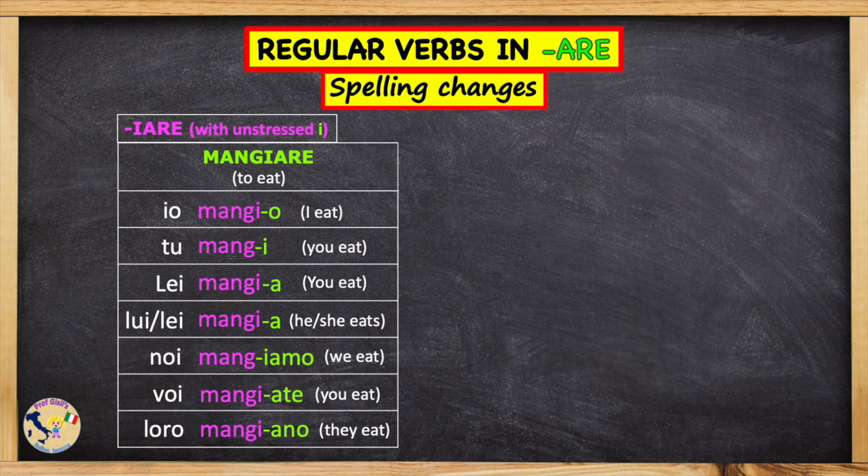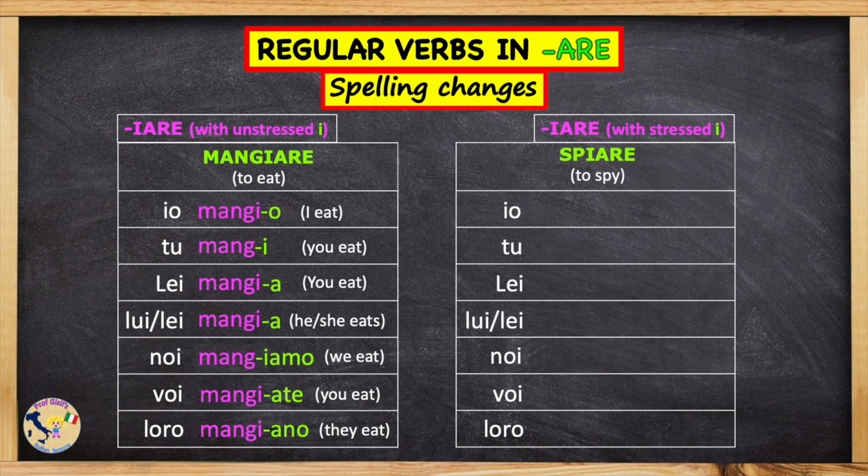Now let's move on to verb spiare, to spy, which belongs to the group of verbs ending in iare. But unlike the previous group, these verbs have a stressed i in their verb stem. After removing the are ending from the infinitive spiare, we get the verb root spi, where i, being the only vowel, is stressed. Again, the presence of vowel i at the end of the verb root determines spelling changes, but only for the second person singular and first person plural.